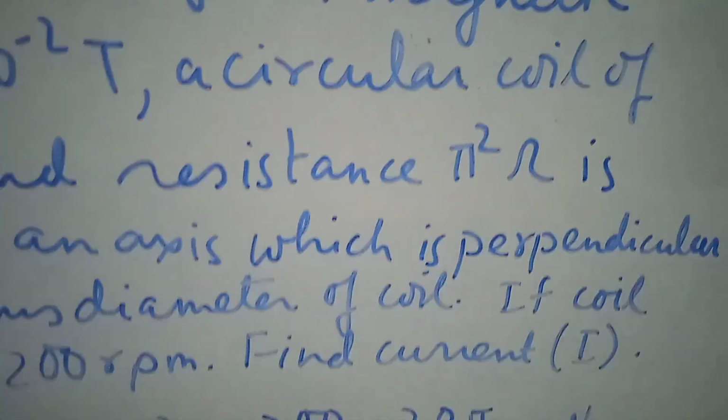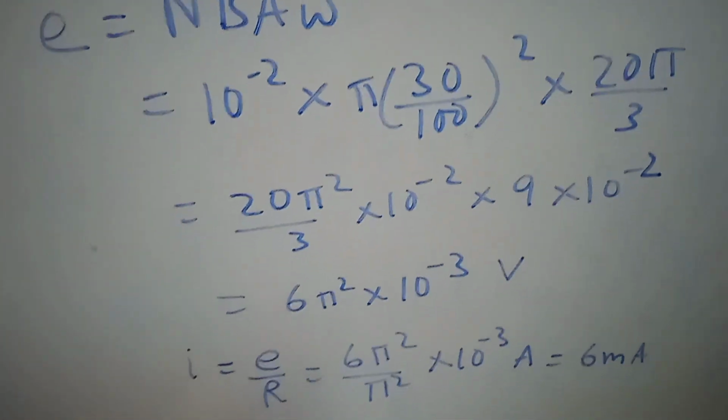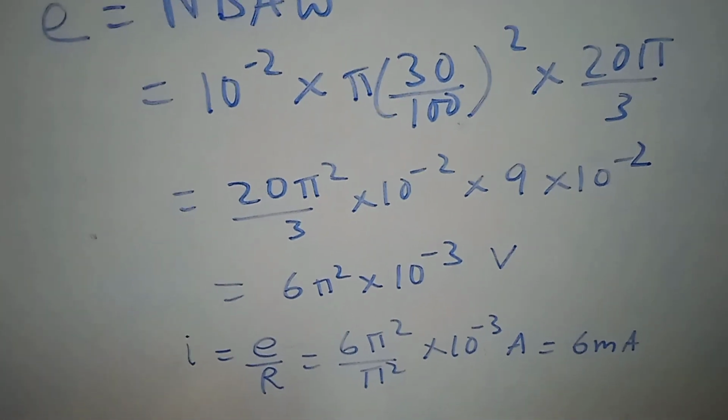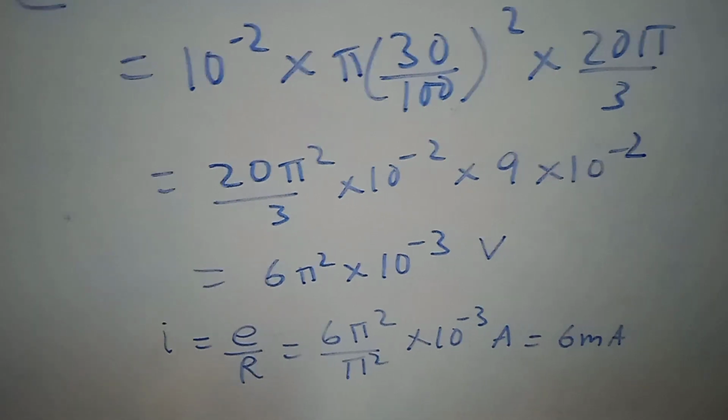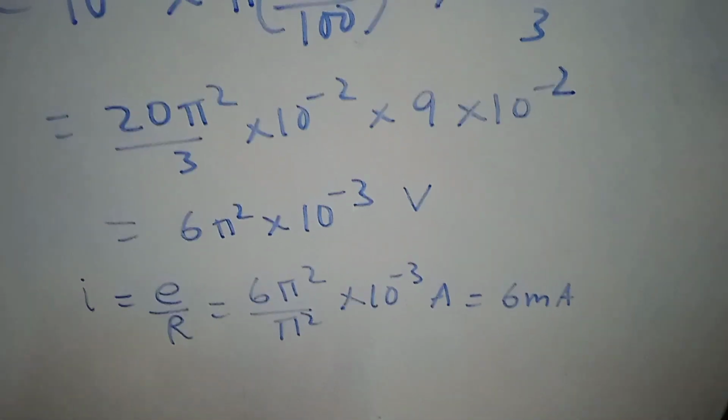We have known that resistance is pi square. So 6 pi square divided by pi square into 10 to the minus 3 ampere. So we are getting 6 milliampere.